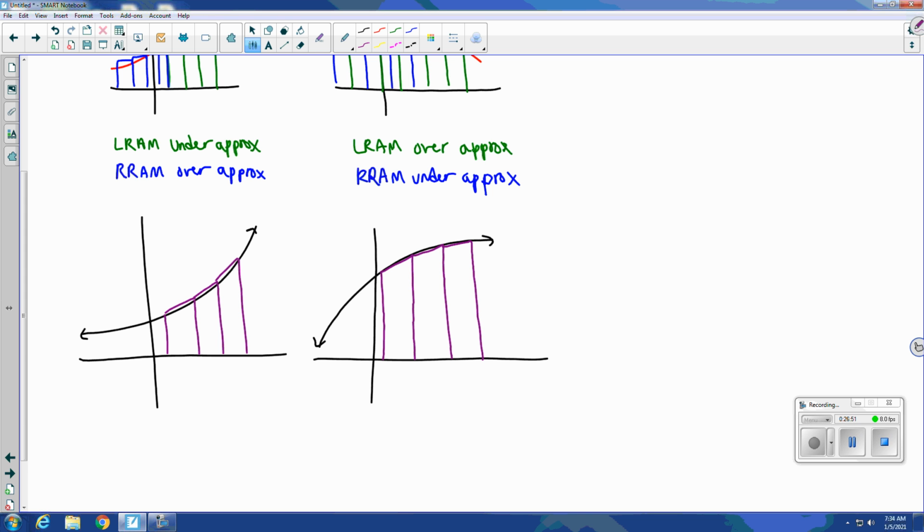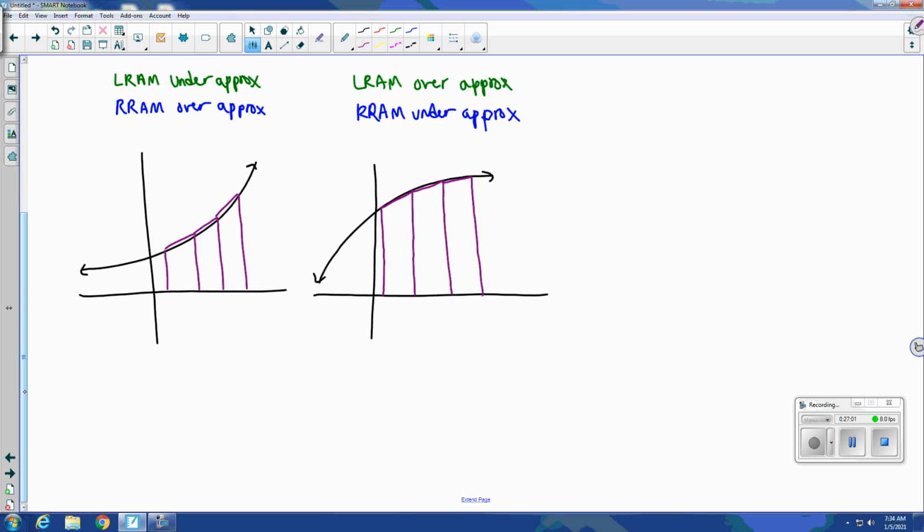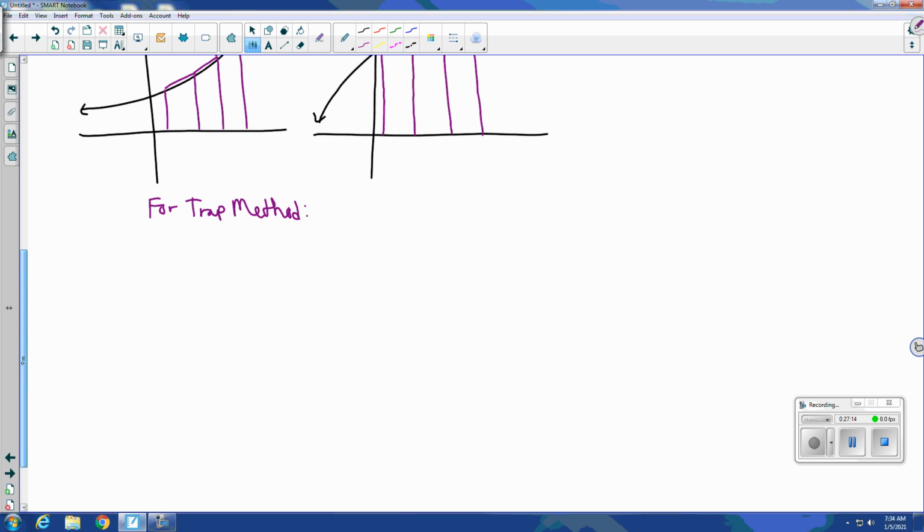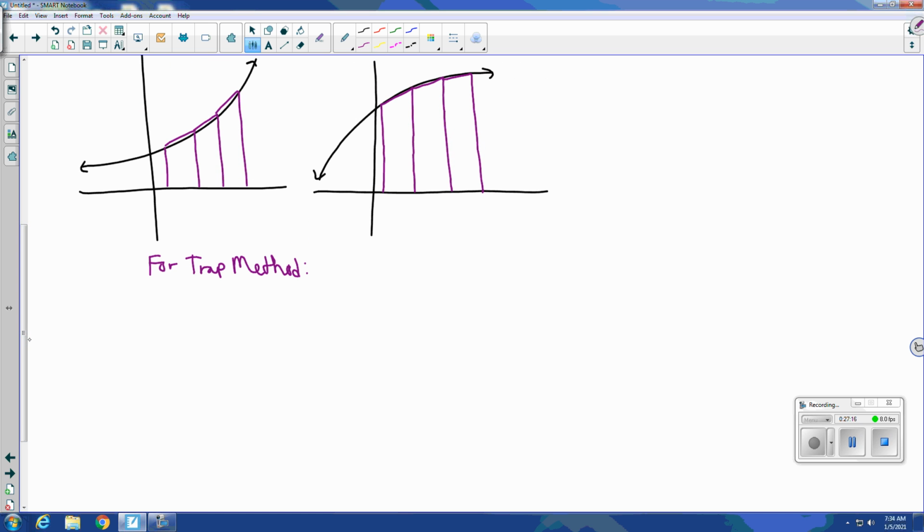Okay. So there's a slight gap above the bending of the function when it bends up, and there's a slight gap below when you bend the function down. So for the trapezoid method, again, you're considering the concavity, not whether it's increasing or decreasing. We can see here an example of two functions that are increasing, and we have an under approximation and an over approximation. So we have to look at the concavity instead.